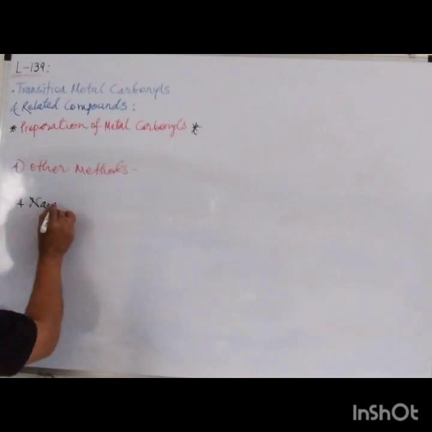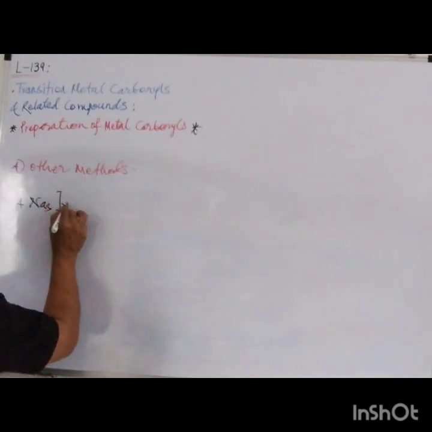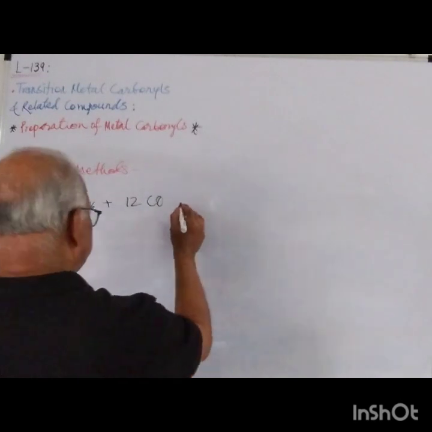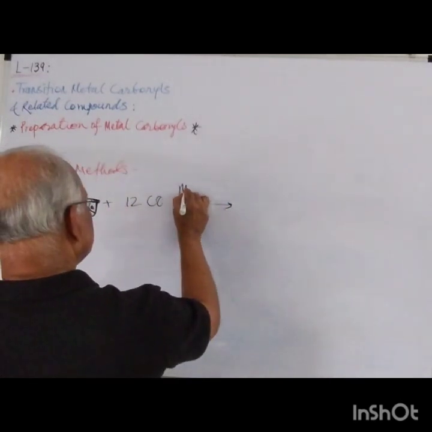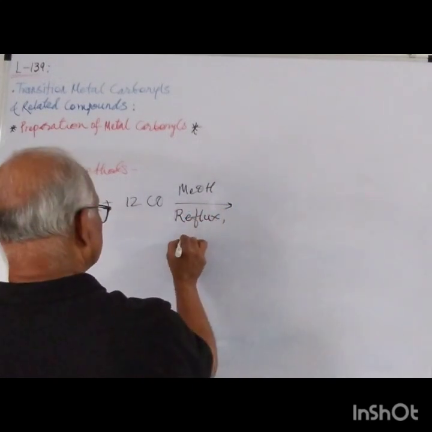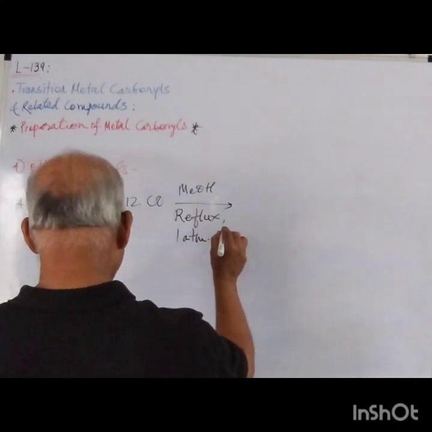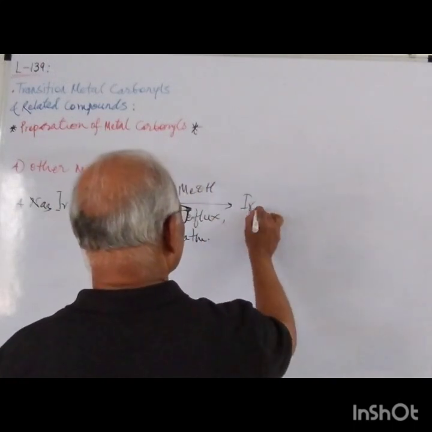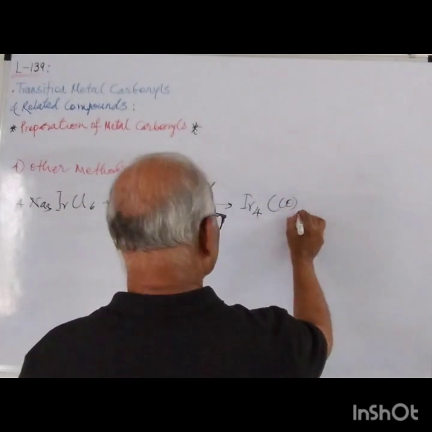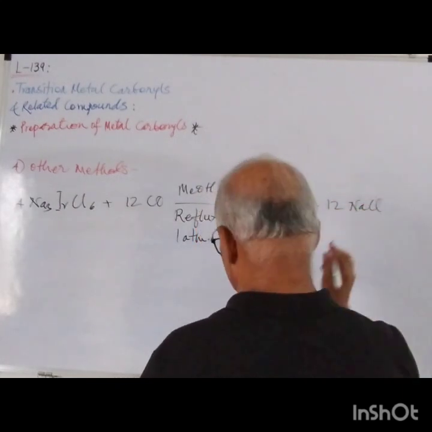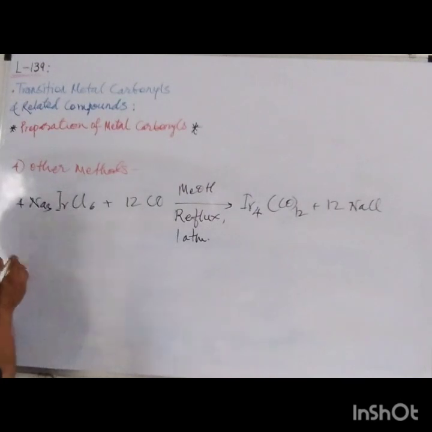For Na3IrCl6 plus 12 CO, using solvent NaOH under reflux at 1 atmosphere pressure, it gives tetrairidium dodecacarbonyl, Ir4(CO)12, plus NaCl.